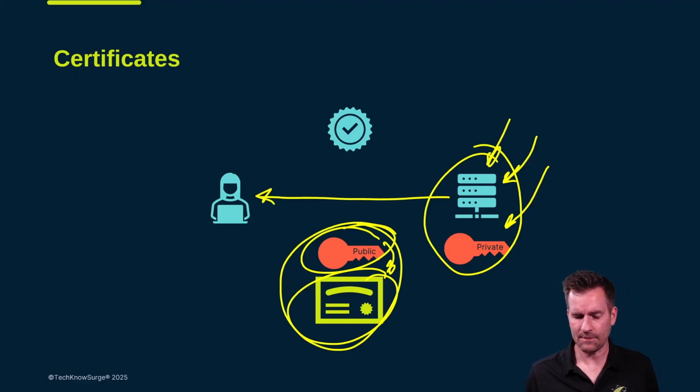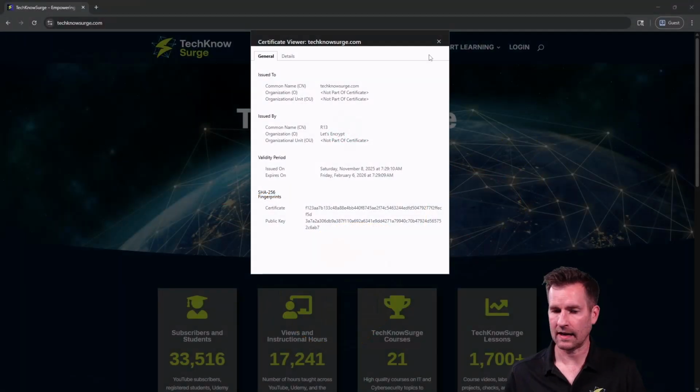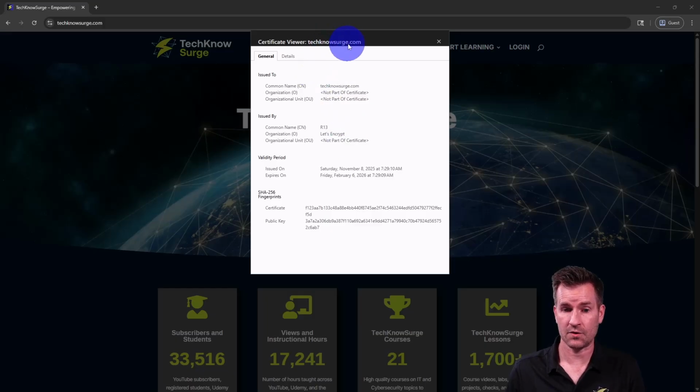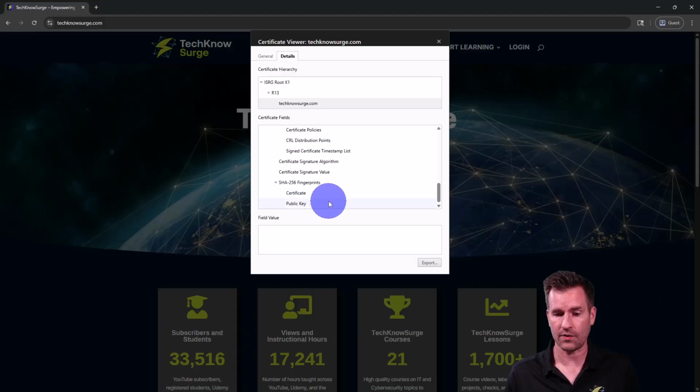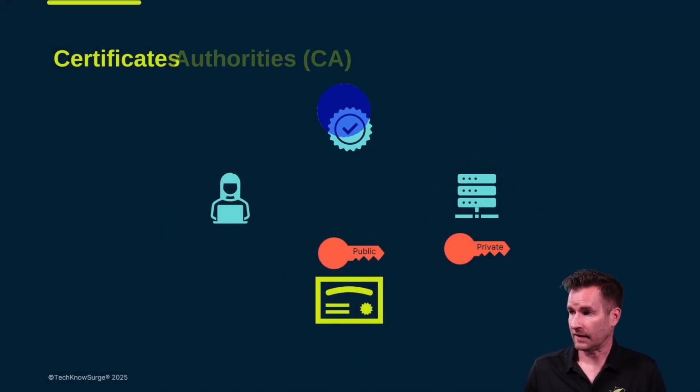So a certificate, and we can actually, once again, take a look at it. This right here is showing you the certificate for technosurge.com. And we could even take a look at all the details of this certificate and what those look like. So that is a certificate. It's a big part of PKI.